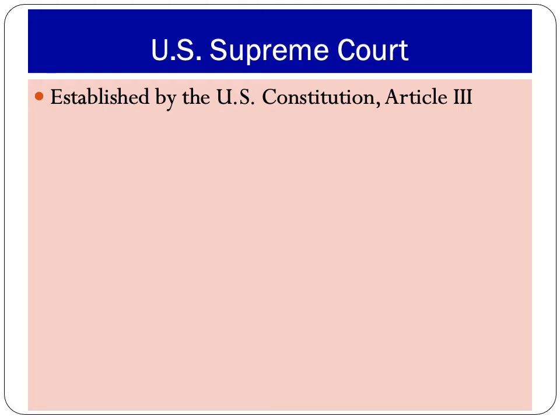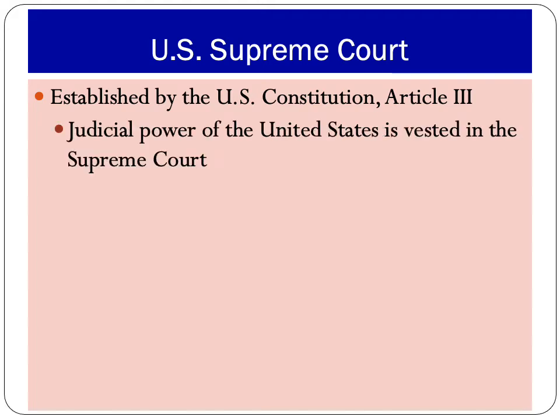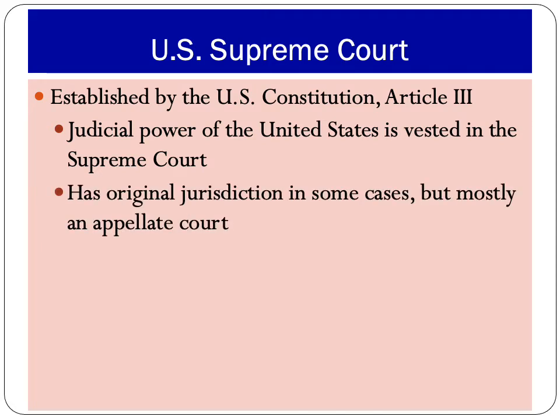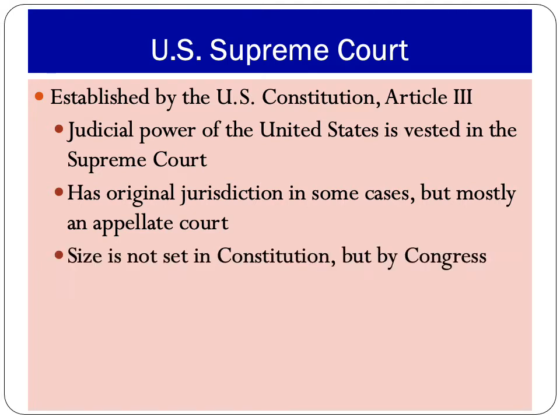The United States Supreme Court is established by Article 3. So the legislature, Congress, is established by Article 1, the presidency is Article 2, and the U.S. Supreme Court is Article 3. It says that judicial power of the United States is vested in the Supreme Court. It also tells us when the Supreme Court can hear cases for the first time, in other words, what its original jurisdiction is. But for the most part, the United States Supreme Court serves as an appellate court. It doesn't hear cases for the first time, but hears cases on review.